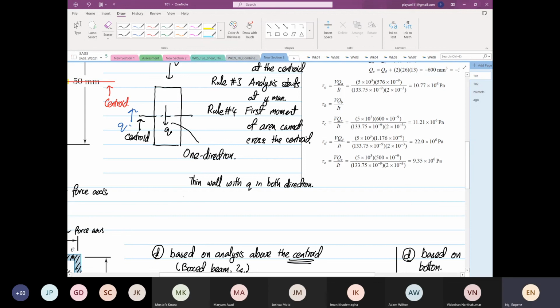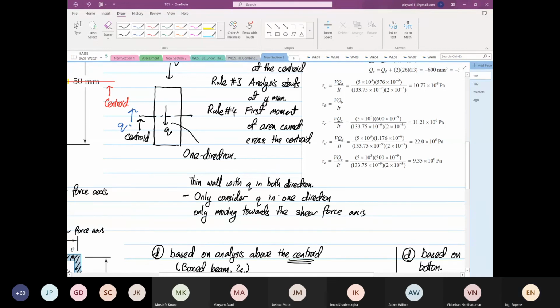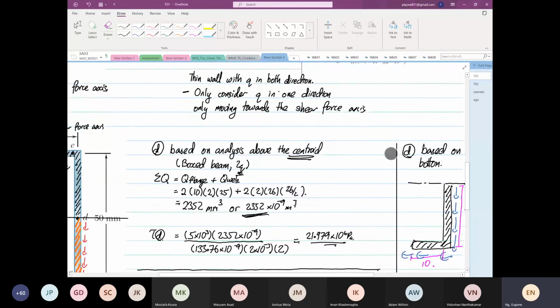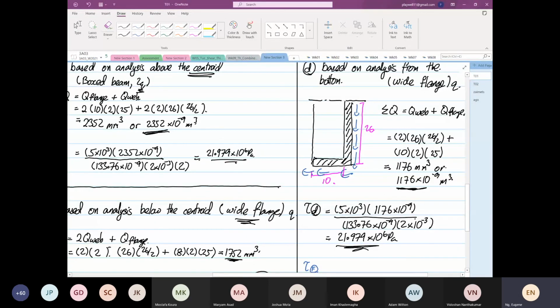right? So one more rule we have to consider is to consider Q in one direction only, moving towards the shear force axis. Okay, so this is the other rule. So that is why, over here, we only consider one direction. We don't consider this direction at all. We don't consider this direction at all.